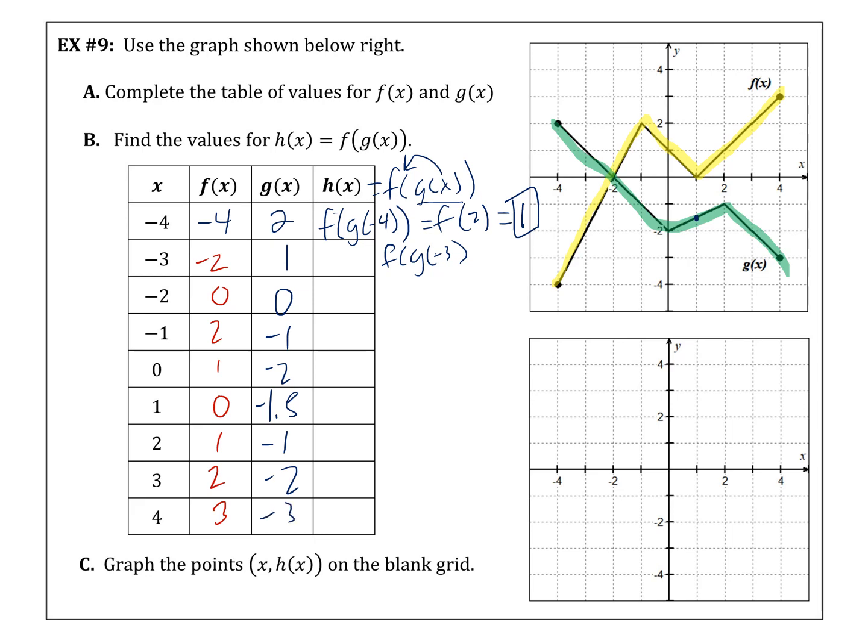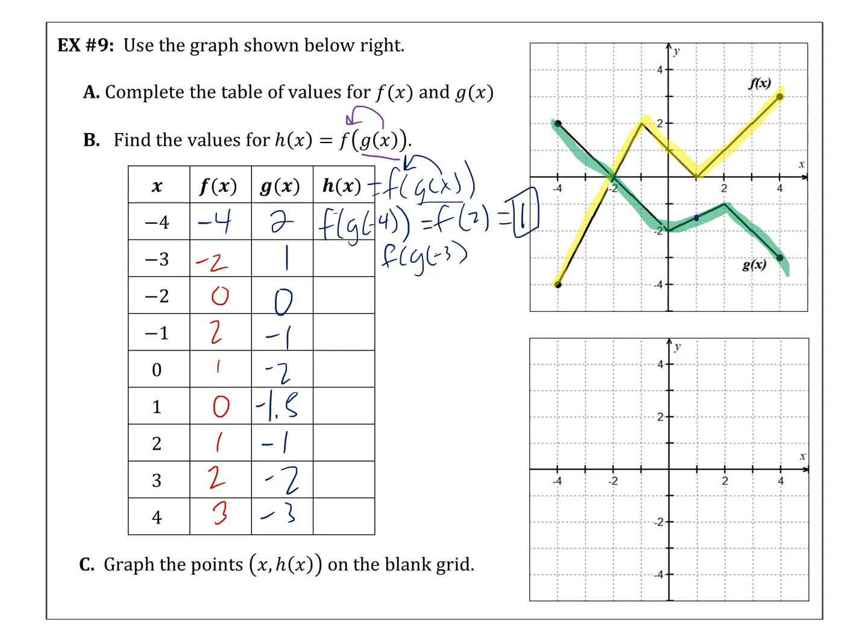When you're composing, you go to g first, and whatever you get from g is going to take you to f. Since I have the tables filled in, I don't really have to look at the graph anymore. For example, for g of -4, I go to -4, go to g, and we get 2. Now I go to f of 2, and we get 1.